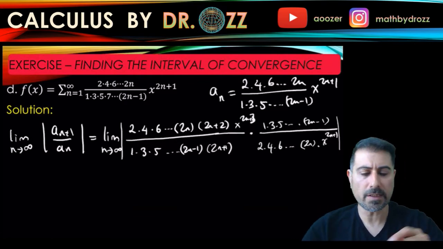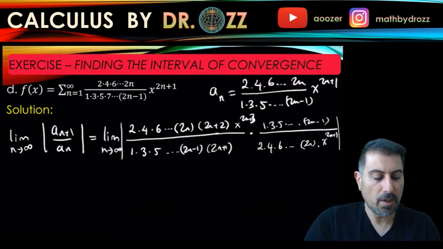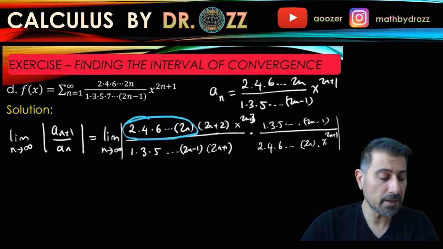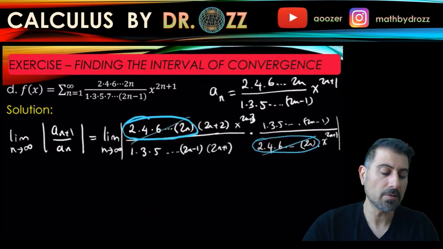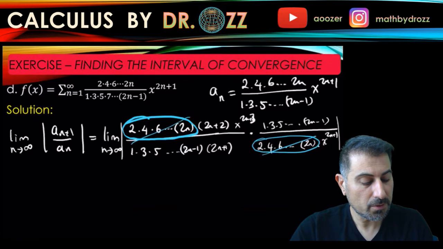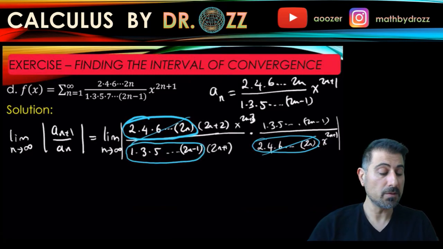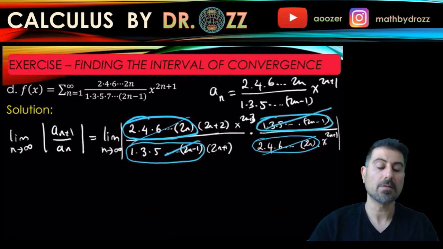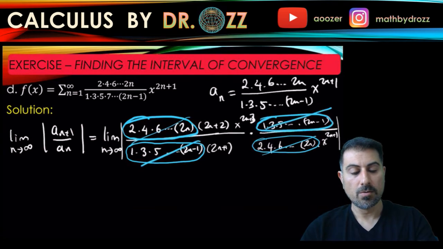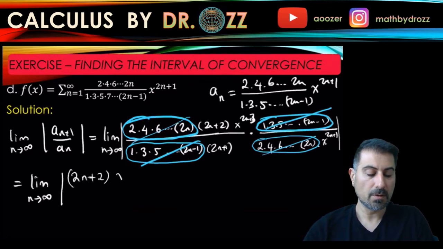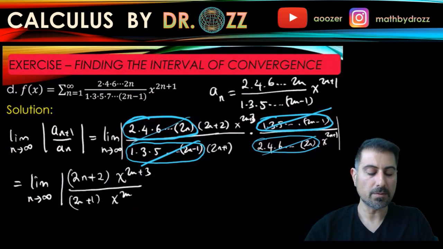Okay, so let's see what cancels out. All right. Well, this product here, the product of even numbers starting from 2 all the way to 2n is going to cancel this product here. Okay. And this product here, multiplying the odd numbers starting from 1 all the way to 2n minus 1, is going to cancel this product here. Okay. So what we're going to be left with is 2n plus 2, x to the 2n plus 3, divided by 2n plus 1, x to the 2n plus 1.